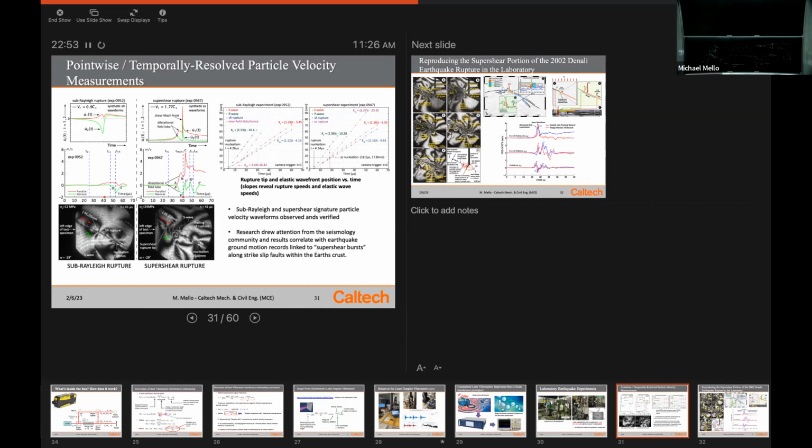What this photograph is telling you is that the rupture is sitting here, and it is traveling faster than the shear wave speed in the medium. Here it was not. This is two separate experiments. This is called a sub-Rayleigh rupture. Sub-Rayleigh ruptures are your garden variety, if I can say that, earthquake. Most earthquakes are sub-Rayleigh ruptures, meaning the rupture travels slower than the S waves.